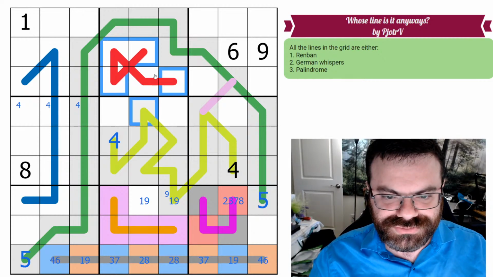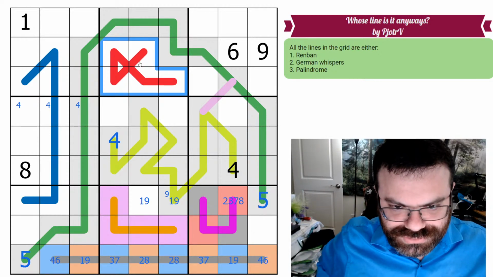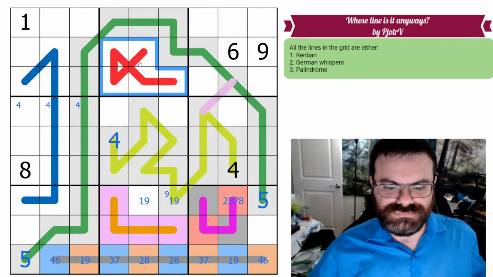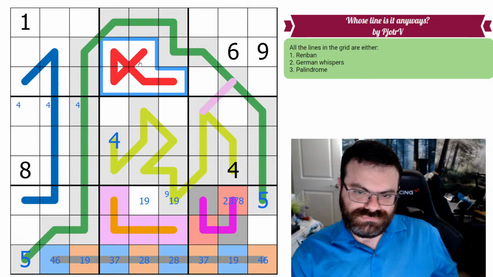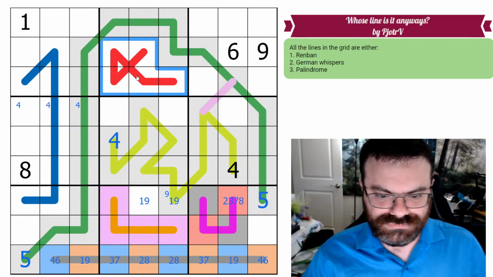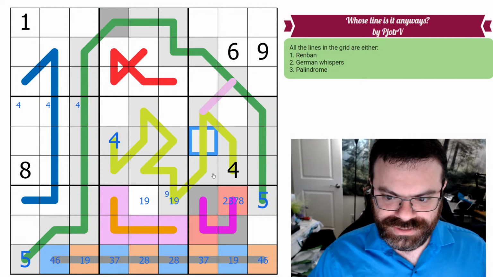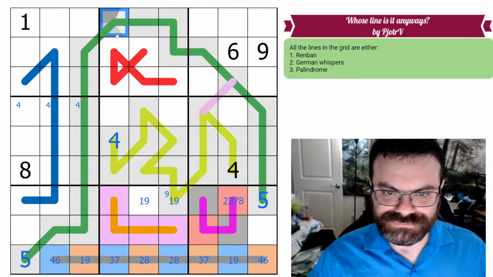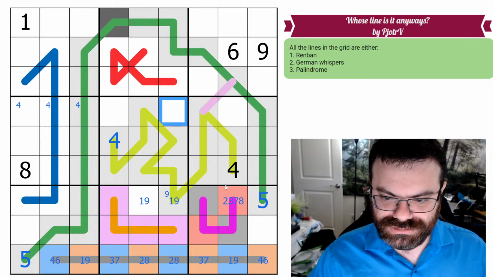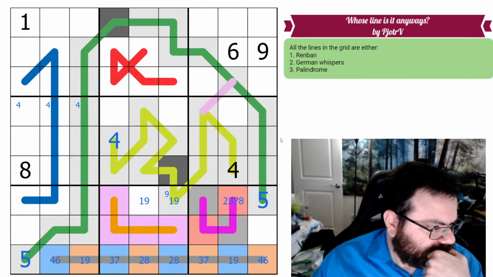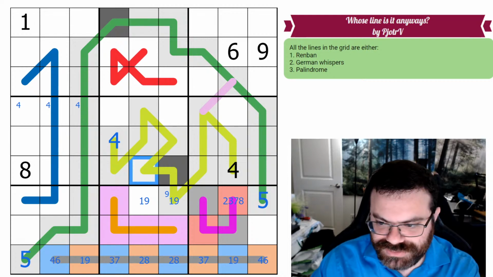This obviously can't be palindrome. It's either a Renban or it's a German whisper. Let's make the center of the palindromes a darker gray, or black maybe even. Where's the center of this one? This is the center. The 1, 9 gets replicated, thank you.